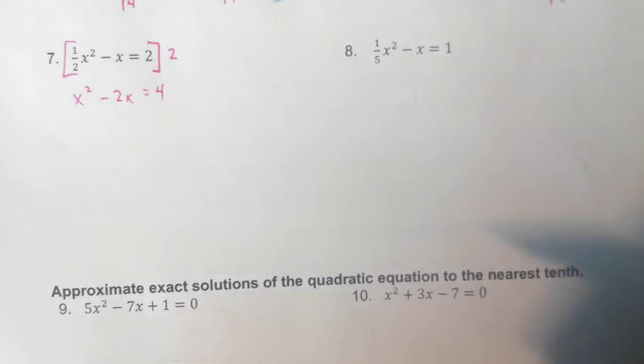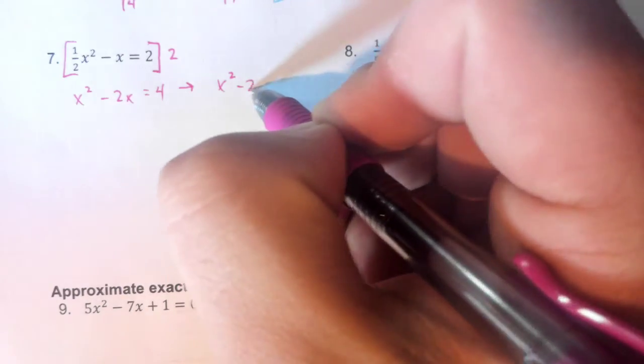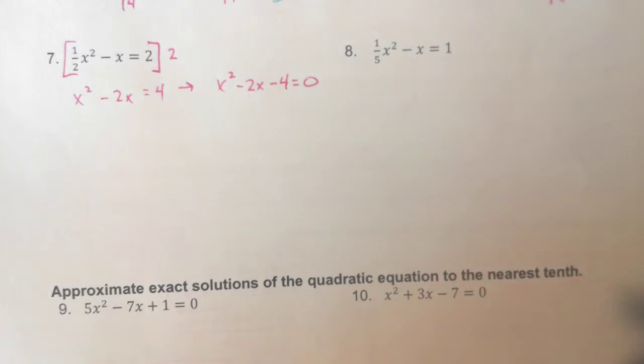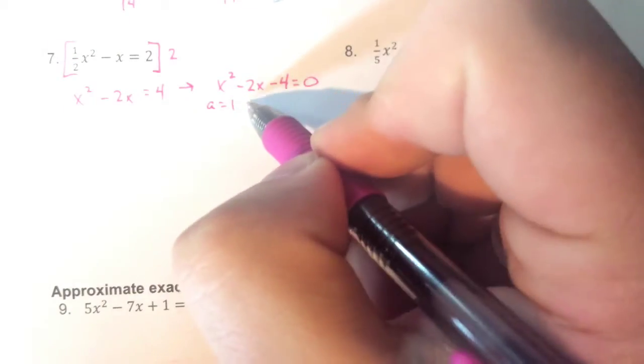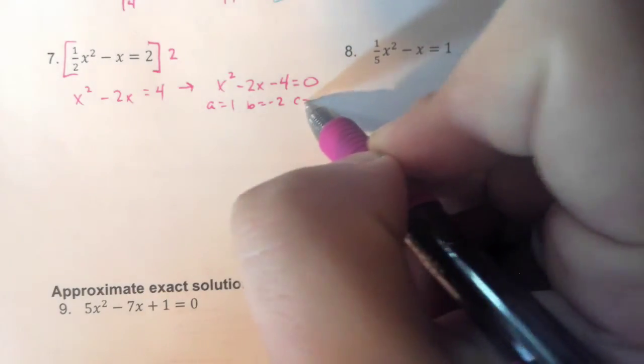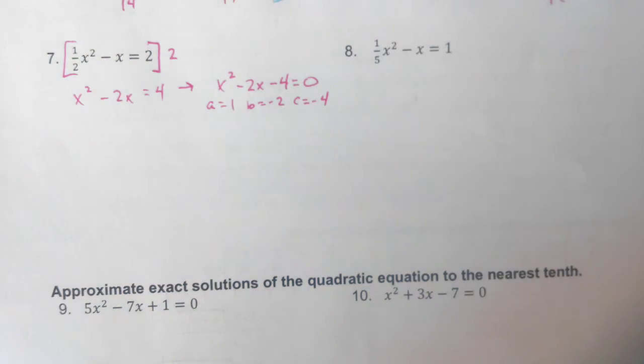Now we've got to get this equation set equal to 0. So bring that 4 over, and it would be x squared minus 2x minus 4 equals 0. So a is 1, b is negative 2, c is negative 4. Write down the quadratic formula. x equals the opposite of b plus or minus the square root of b squared minus 4ac all over 2a.